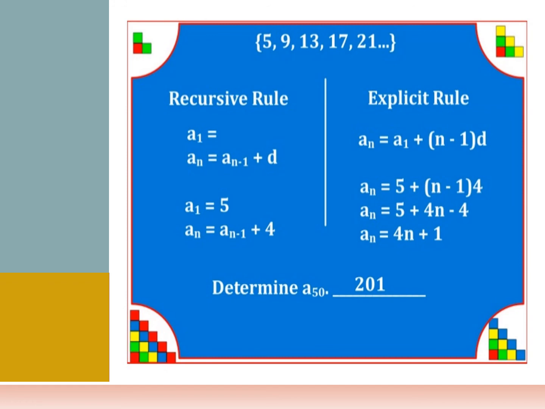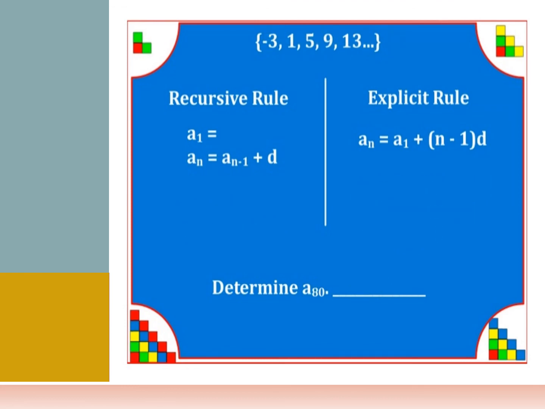To determine a50, substitute the value 50 instead of n. So we will get a50 equals a1, which is 5, plus 50 minus 1, which is 49, times 4, to get 201. Okay, so we can also use 4 times 50, which is 200, plus 1, which is 201.